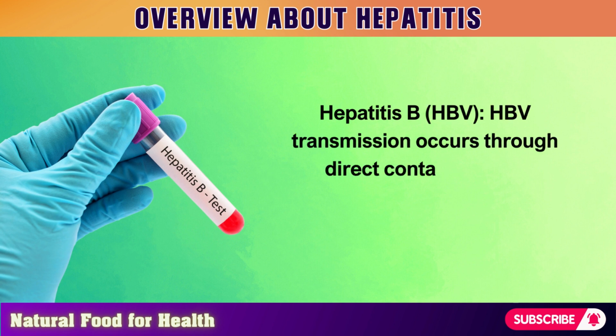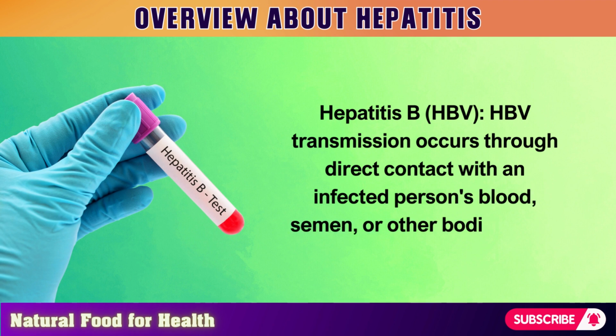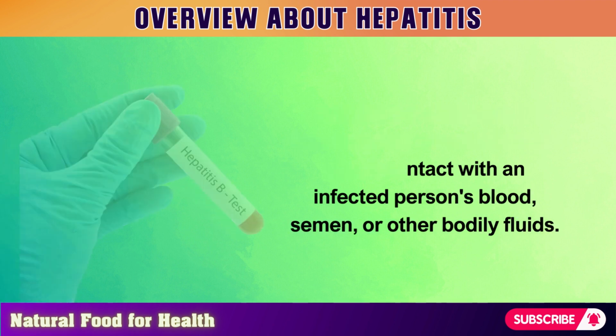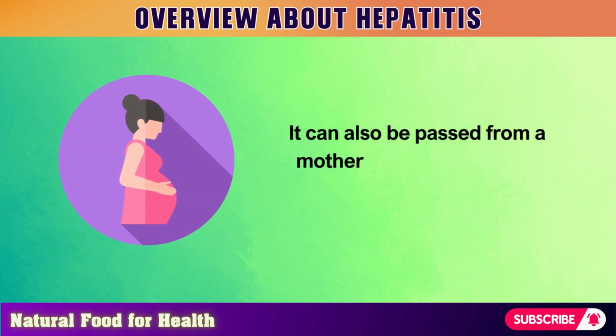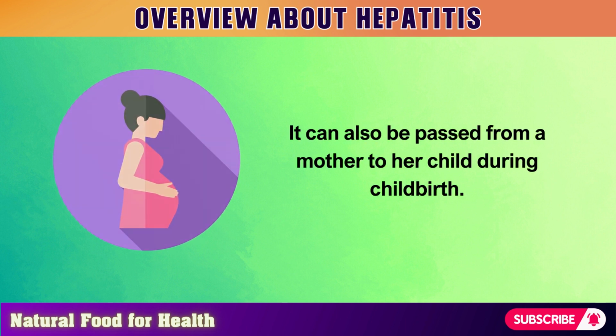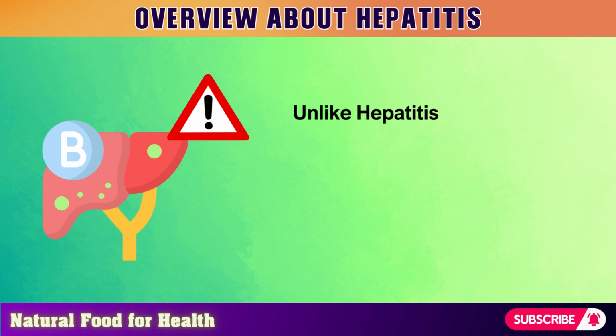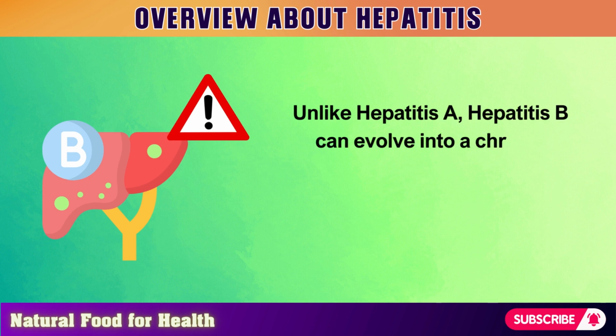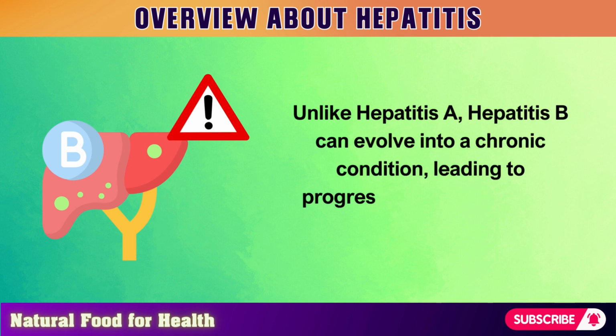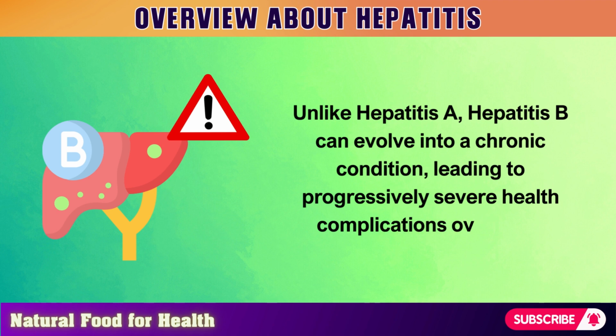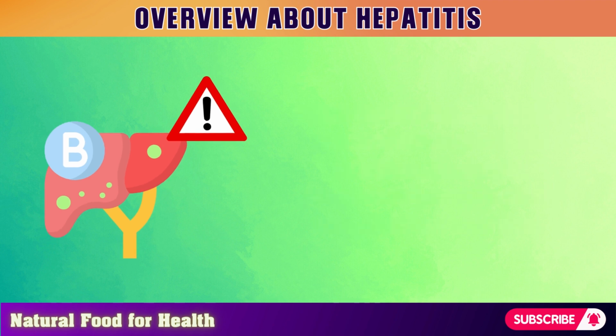Hepatitis B, HBV. HBV transmission occurs through direct contact with an infected person's blood, semen, or other bodily fluids. It can also be passed from a mother to her child during childbirth. Unlike hepatitis A, hepatitis B can evolve into a chronic condition, leading to progressively severe health complications over time.